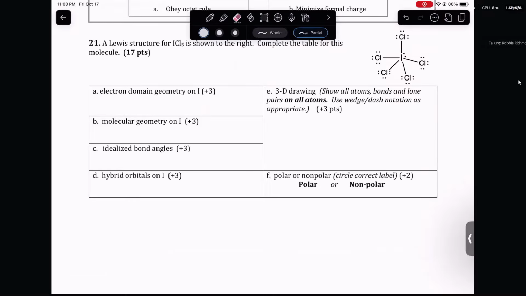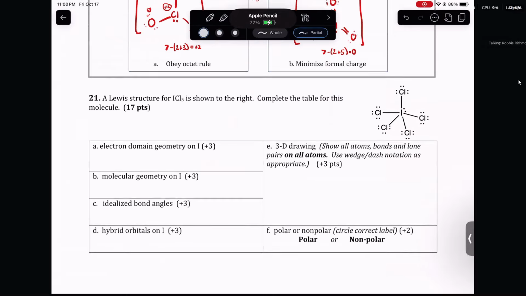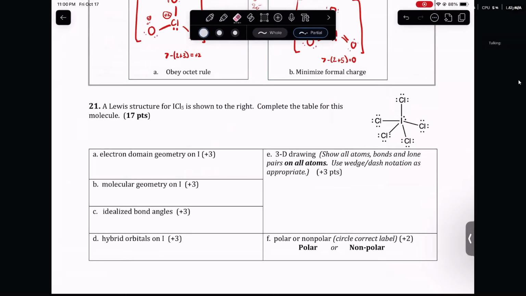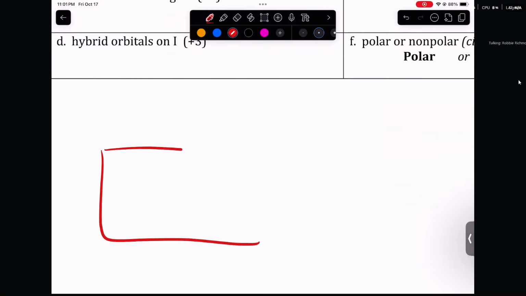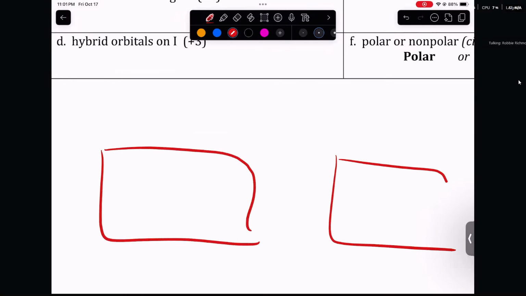Alrighty, last free response question. We have a Lewis structure of iodine pentachloride, and we just have a table for this molecule. So I do want to talk about how to study for the VSEPR theory. I recommend basically having, let's say this is the front of the flashcard and then this is the back of the flashcard.